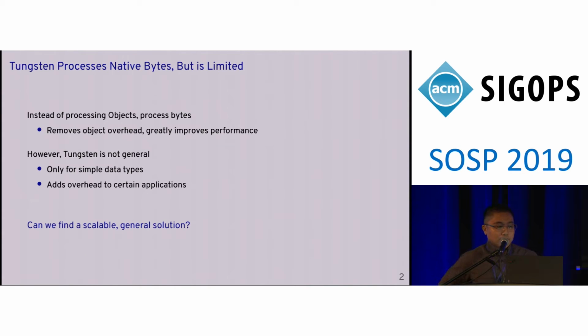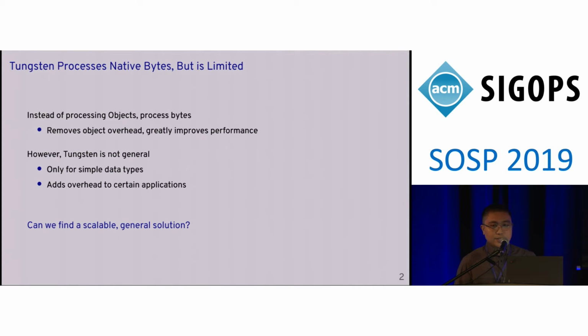One existing approach is Tungsten, which is a Spark project. In this work, instead of processing objects, they process native bytes, thereby removing the serialization and deserialization costs of transferring between native bytes and objects. And because there are fewer objects in the system, there is much less cost for GC. One downside of the current Tungsten approach is that it's not very general.